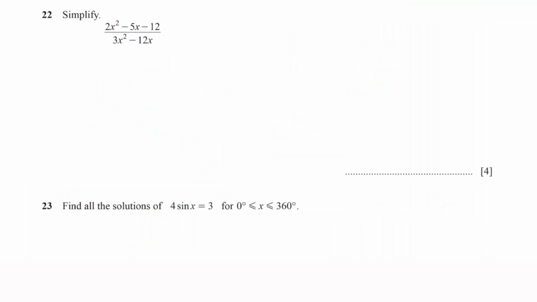Question number 22. Simplify this one. We can first use this quadratic equation and find it using the middle term split. I'll write this equation here, 2x square minus 5x. Later on I'll solve the denominator. Let us use the middle term split to solve this one.